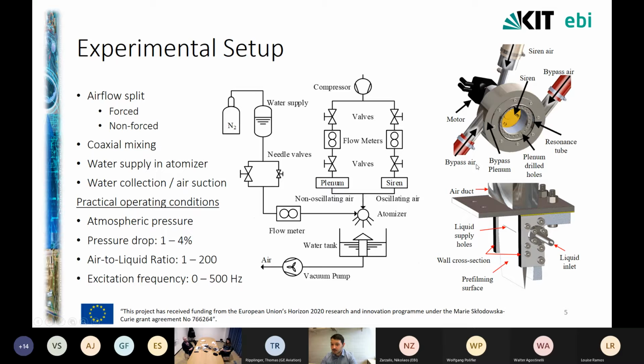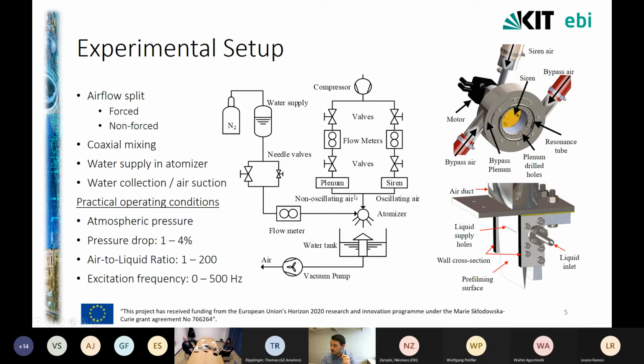So moving to the experimental setup, the operation is quite straightforward. The air is supplied to the system by a compressor, and is then split into branches. One part of the airflow passes through a siren, a pulsating device, which generates the oscillations in the flow, while the other part is bypassed around the siren through an air plenum. You can see in this photograph a sketch of the siren and the plenum surrounding it.